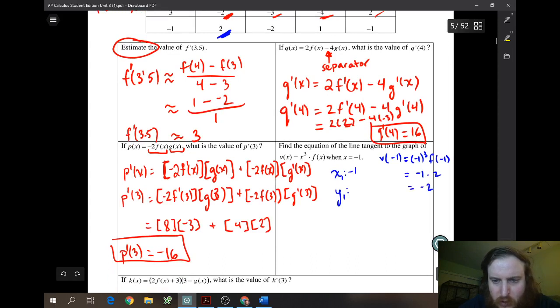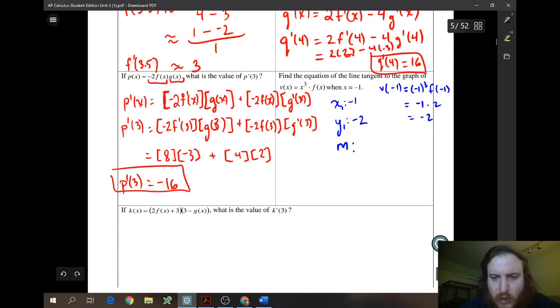So we get negative 2, that's our y1. And for the m, well, before we can do the m, we always have to take the derivative. So what we'll have to do is say, okay, what is v prime of x? I'm going to do this down here because we'll have more room. V prime of x, this is product rule.